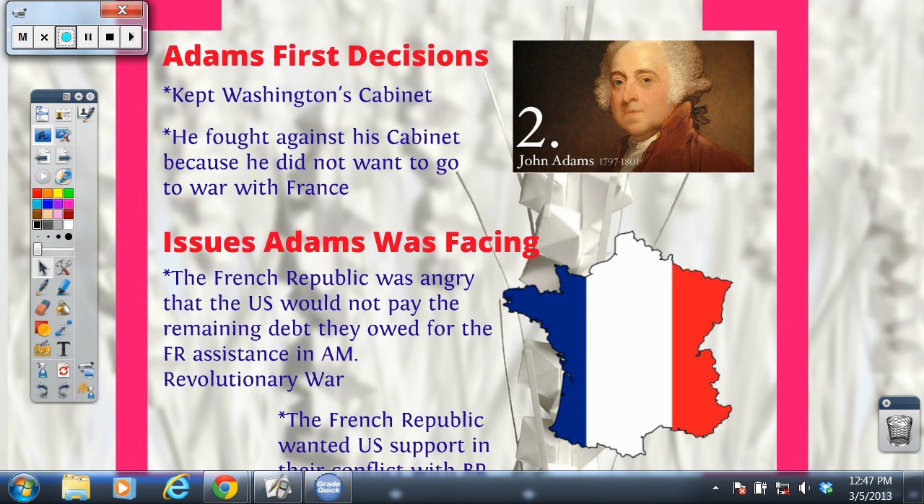Wait, no one else voted for anyone else, right? Right, exactly. But then was there only 2 people running? There were only 2 people running in George Washington's case. But what if there was 3? If there were 3, then that would have been a problem. And I don't know what they would have done. It's a good question. It worked out great with George, right?